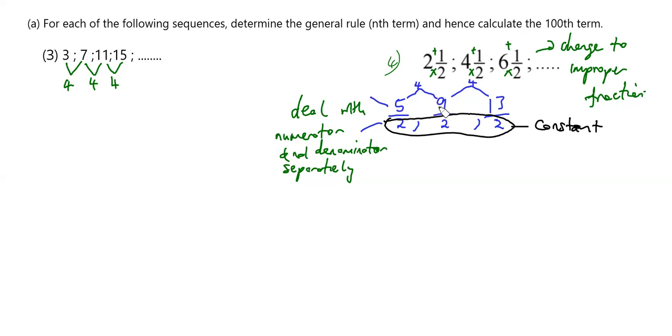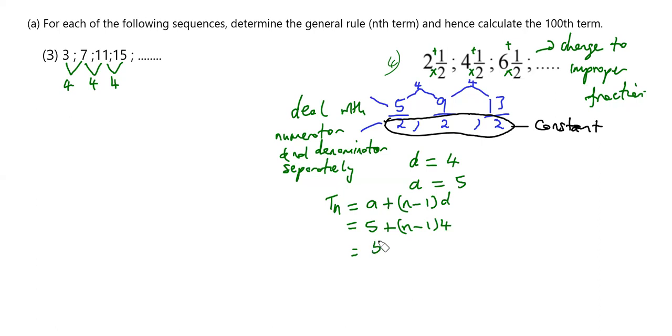We have D. D is 4. What is our A? Our A in this case is equal to 5. That's what we have. So what's going to be our Tn? Tn is A plus n minus 1 D. Then what is our A? Our A is 5 plus n minus 1. What is our D? It's 4. So we take in the 4 there. It's going to be 5 plus 4 times n, 4n.